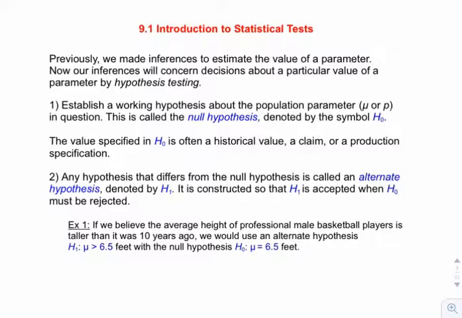So any hypothesis that differs from the null hypothesis is called an alternate hypothesis. We call that H1. If we get strong enough evidence, then we will accept H1, our new value, and we reject H0. So let's look at example 1. If we believe that the average height of professional male players is actually taller than it was 10 years ago, our alternative hypothesis that we are testing would be that the mean mu is greater than 6.5 feet. So our H0, our initial hypothesis, would be that the mean is 6.5 feet. But if we don't think that's the case, we would challenge it with H1, that mu is greater than 6.5 feet.